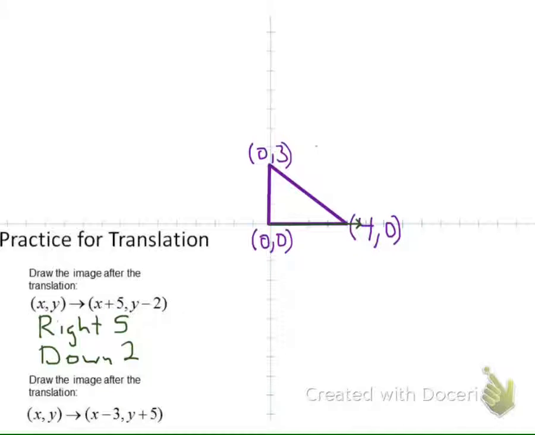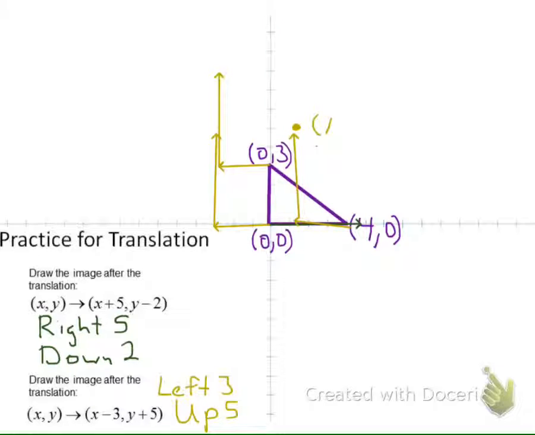So now they want us to go x minus 3. X minus 3 means we want to go left 3, and y plus 5 means we're going to go up 5. So each point is going to go left 3, up 5. Left 3, up 5, left 3, up 5. And it's not real clean here. Let's kind of clean it up. So 4, 0 becomes 1, 5. 0, 0 becomes negative 3, 5. And 0, 3 becomes negative 3, 8.